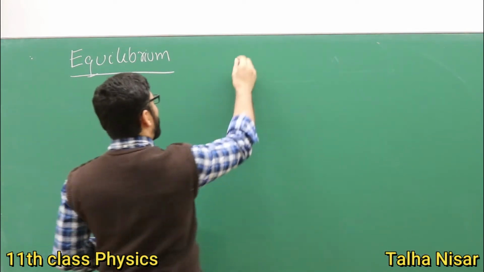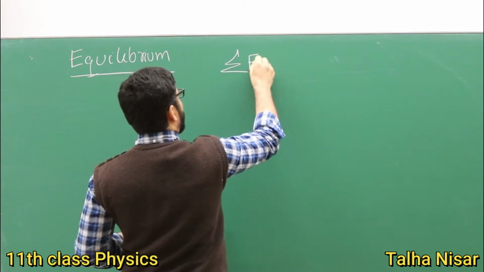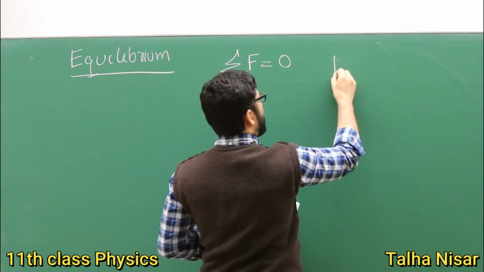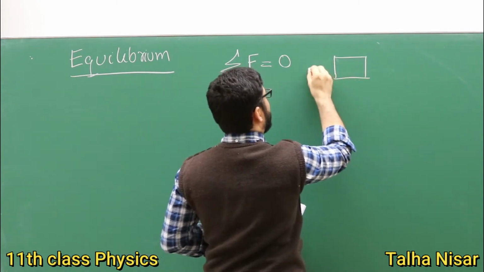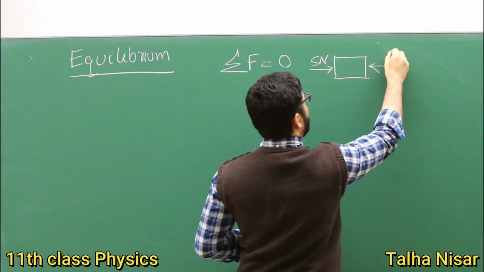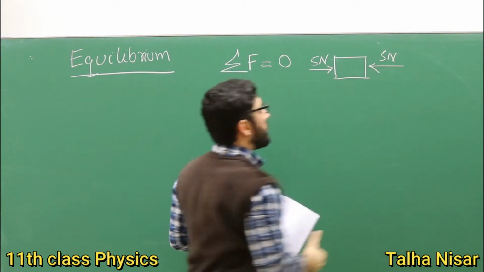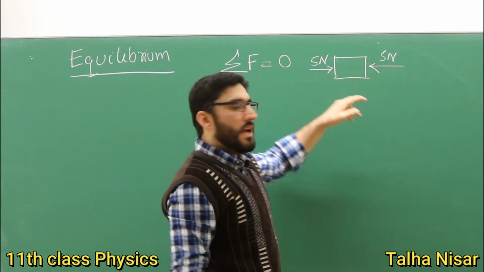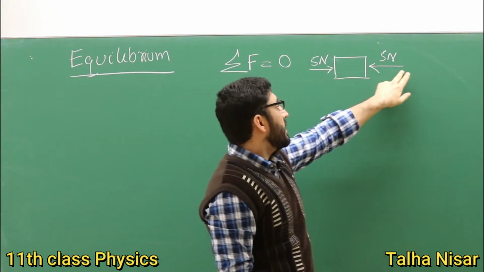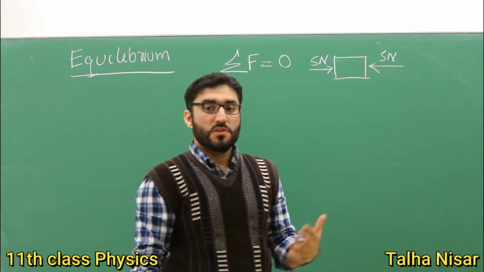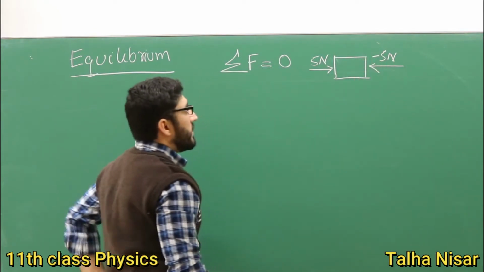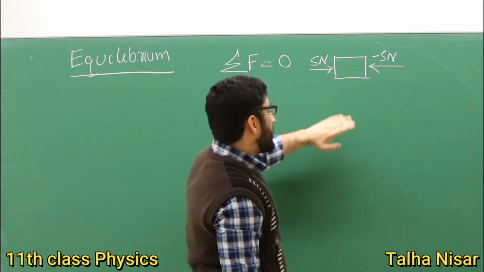Stable means when the net force on a body is equal to 0. So if we have, for example, an object and we apply a force of 5 newtons in this direction, and another force with the same magnitude but in the opposite direction, then direction-wise this is minus 5 newtons. So the minus is representing the direction.